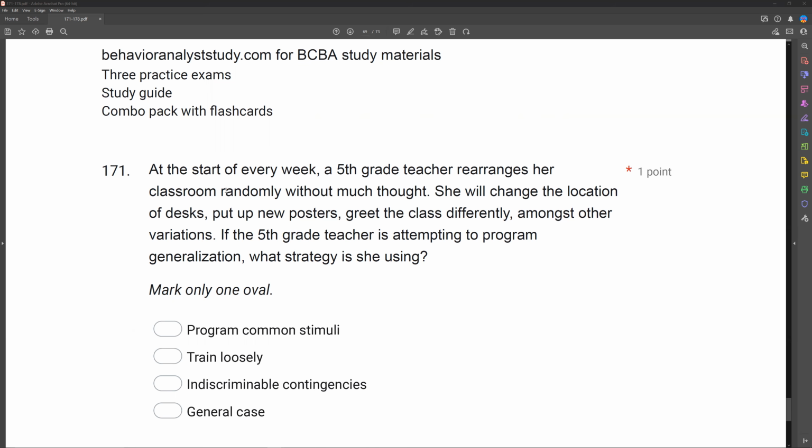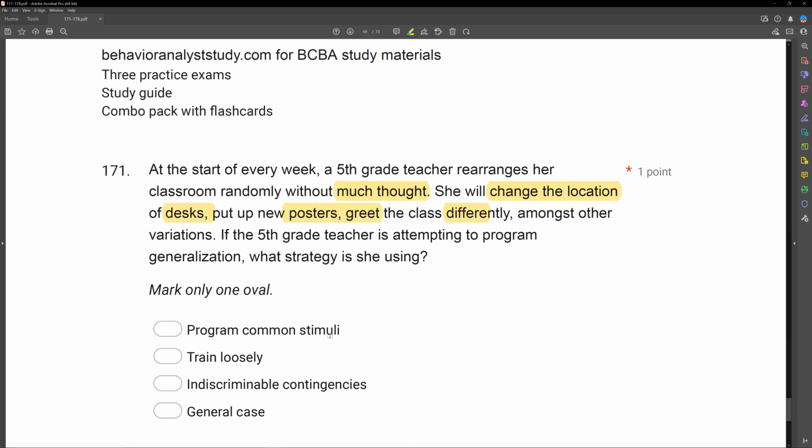So the fifth grade teacher is rearranging her class randomly, not much thought, and she is changing the location of desks, new posters, greeting the class differently. All these things that in the long run don't have much effect on generalizing behaviors, right? Just because she's changing the location of the desk and putting up new posters, that's not necessarily going to be effective at generalizing to the home setting, for example. So if she's just changing these stimuli in the environment, but they don't have a lot of impact as far as the actual skill she's trying to generalize, what strategy is she using?